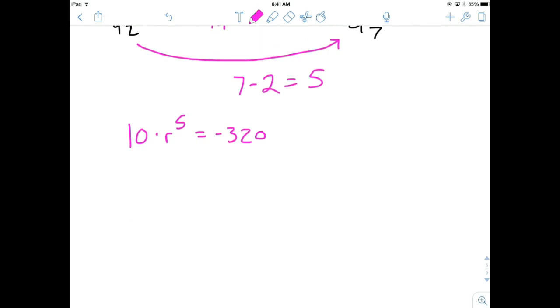All right, well now we have to solve for r. So I'll divide both sides by 10.